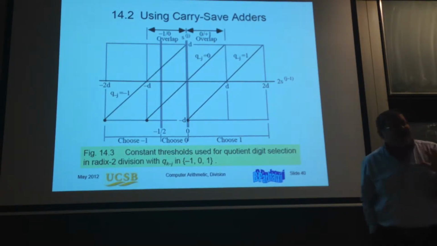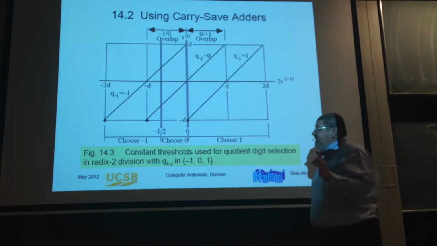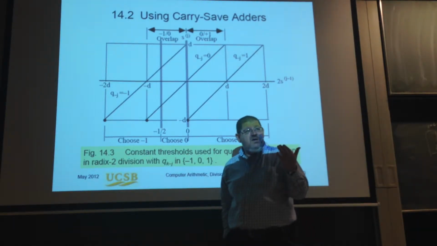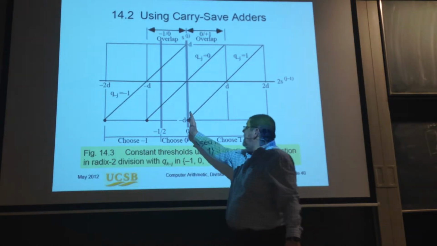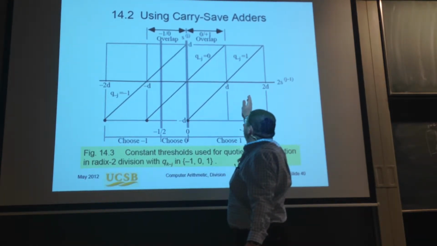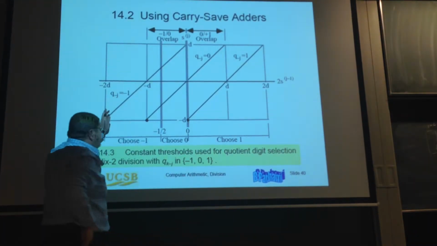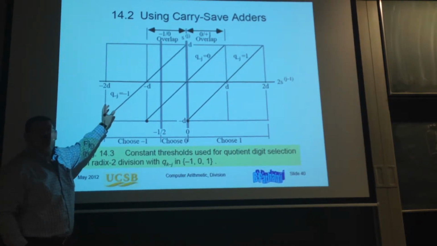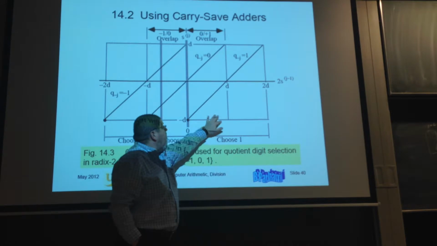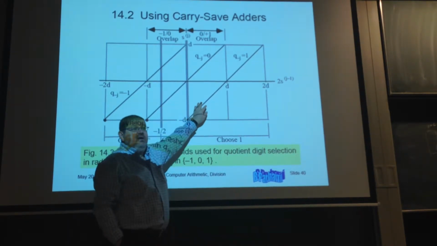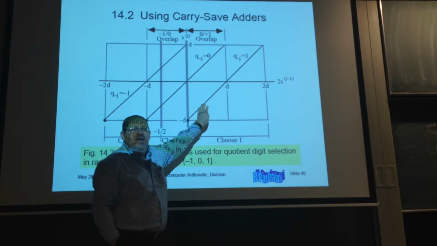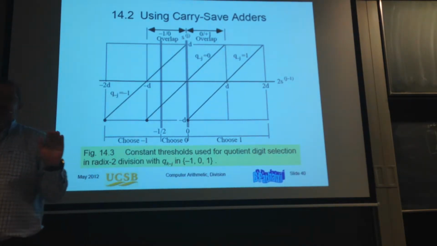I'm not sure it was like that in the previous case, but this diagram is telling me the relation between D and the shifted partial remainder, and is making a separation between regions. Remember, if I was larger than something, I could do a subtraction. Within certain bounds, I could do nothing. And if I was smaller than something, I was supposed to do an addition. There is this area where I have an overlap in here. Any of the choices will do. And this is actually what is saving me in doing division.